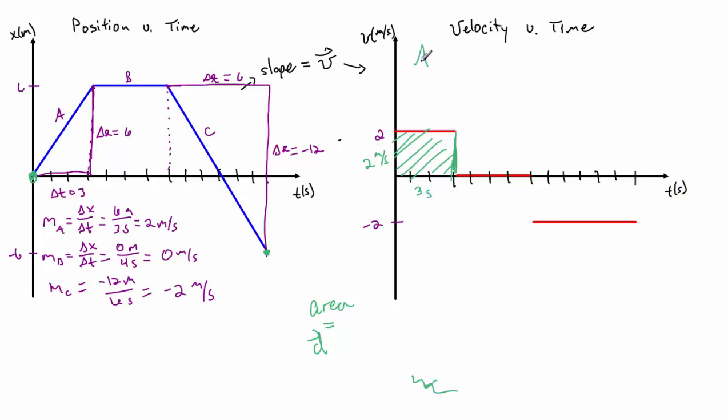So my area, it's a rectangle, my area for part A is going to be 2 meters per second times 3 seconds.